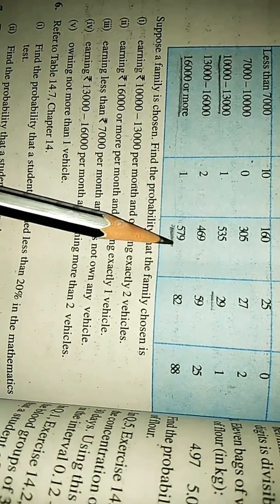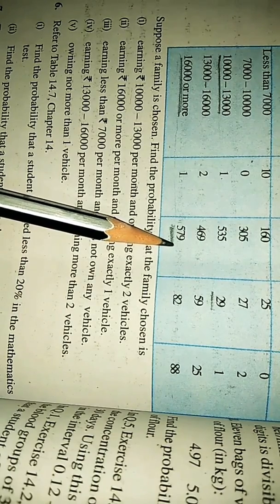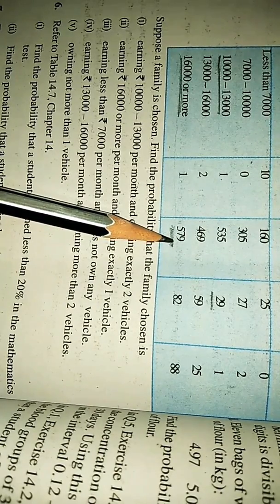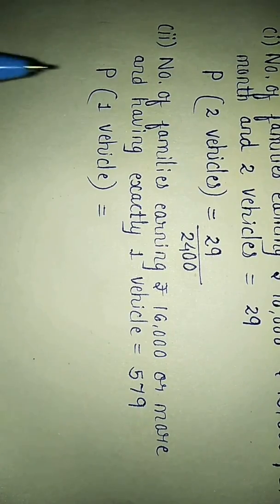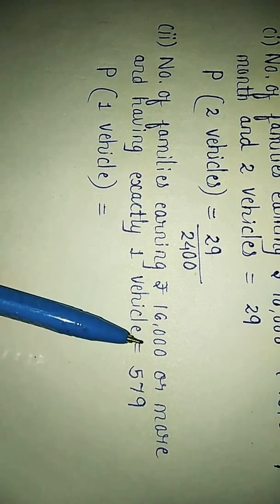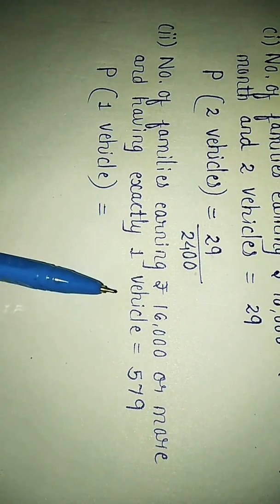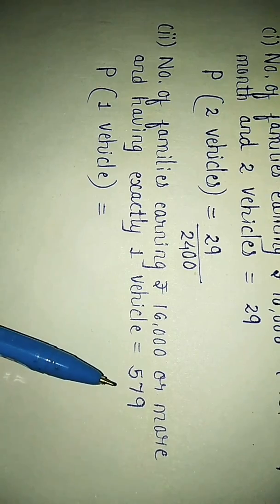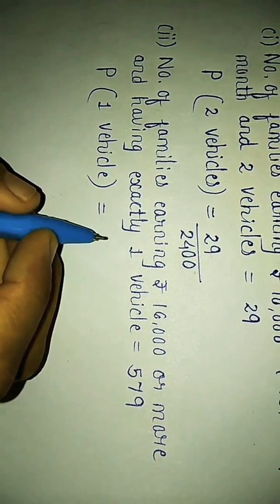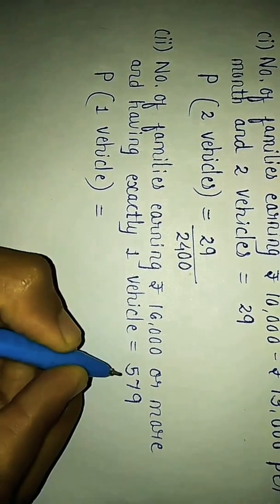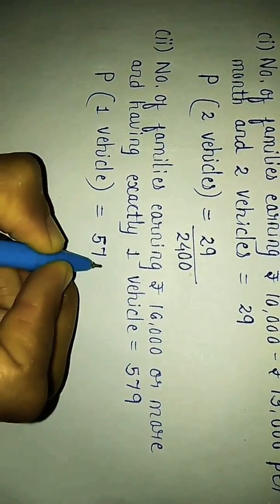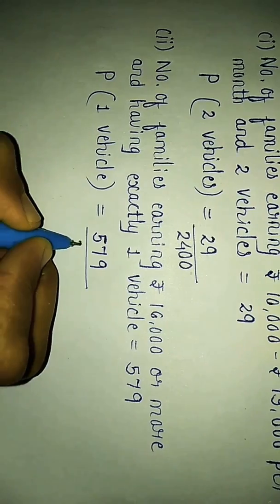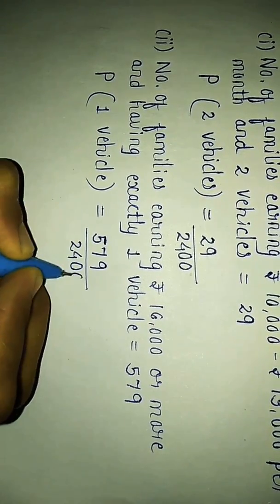579. So this will be the number of trials in which the event happened divided by the total number of trials, which are 2400. Now let us write. The number of families earning rupees 16,000 or more and having exactly one vehicle is this many. So the probability will be the number of trials in which the event happened, 579, divided by the total number of trials, 2400.